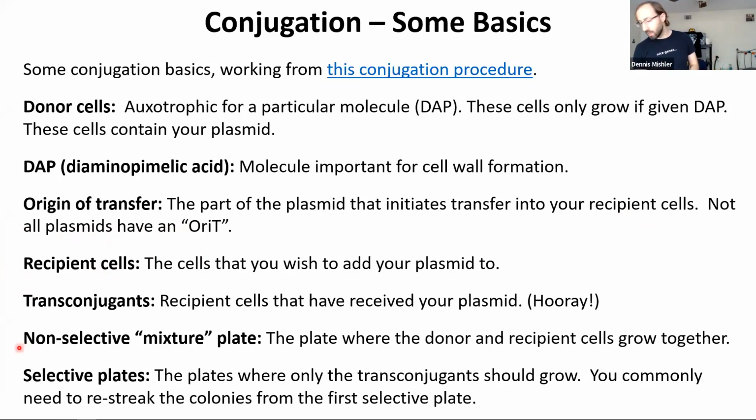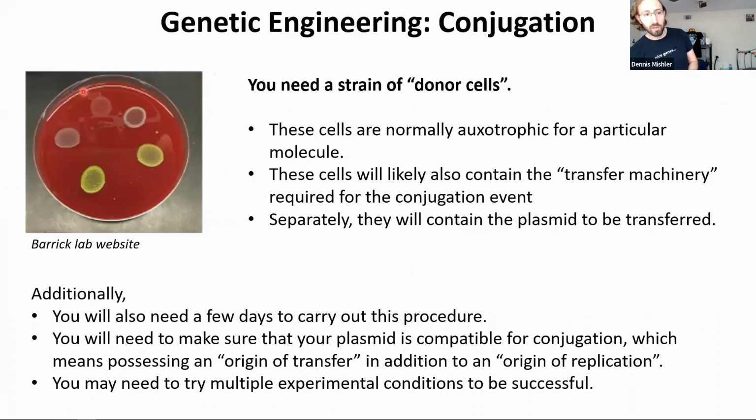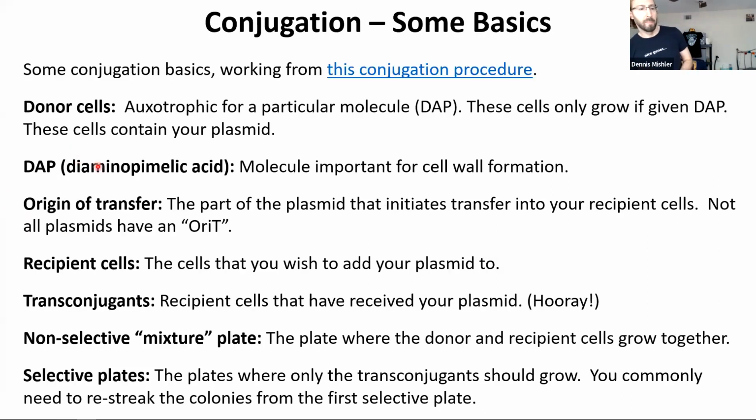And when you're doing a conjugation, you're going to need two different types of plates. Okay, you're going to need a non-selective plate that you use with a mixture of cells. And this plate will have both donor and recipient cells on it that grow together. All right, and that was a plate I showed you on the previous slide. So over here, this is a non-selective plate with both donor and recipient cells, allowing them to grow together to potentially conjugate.